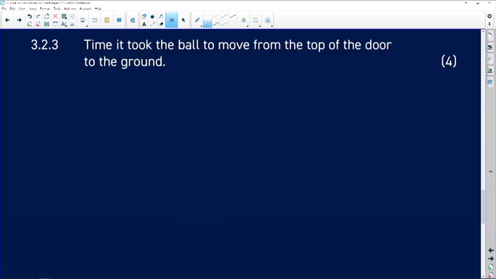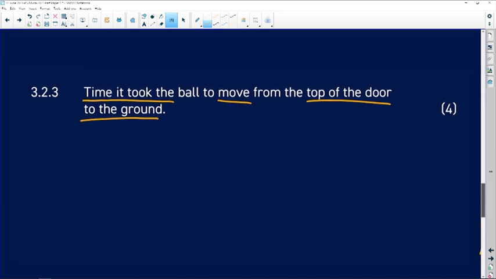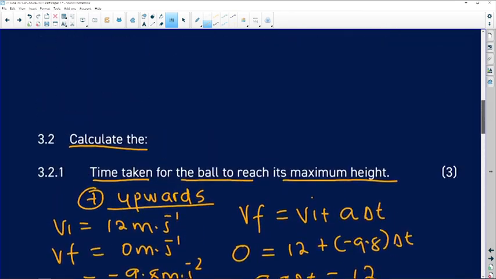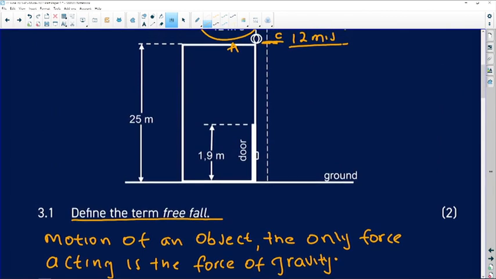That was 3.2.2. We now look at 3.2.3. We are tasked to calculate the time it took the ball to move from the top of the door to the ground. Maybe to refresh our memory, we need to look at the diagram as well so we can see what's happening. On the diagram here, this is the top of the door. However, the total displacement from the top of the building was 25. So we can then calculate the difference between the top of the door and the top of the building.